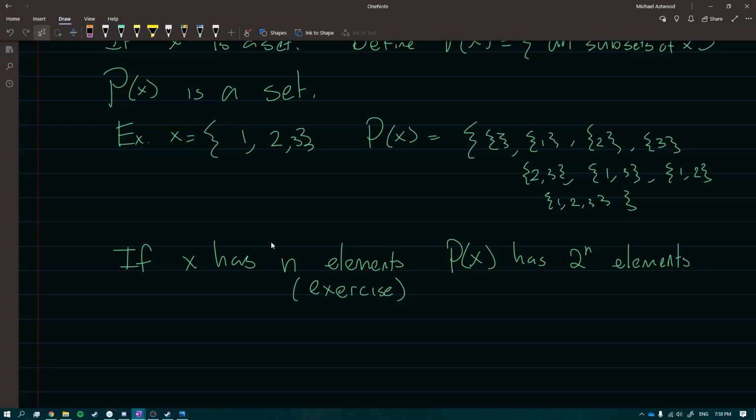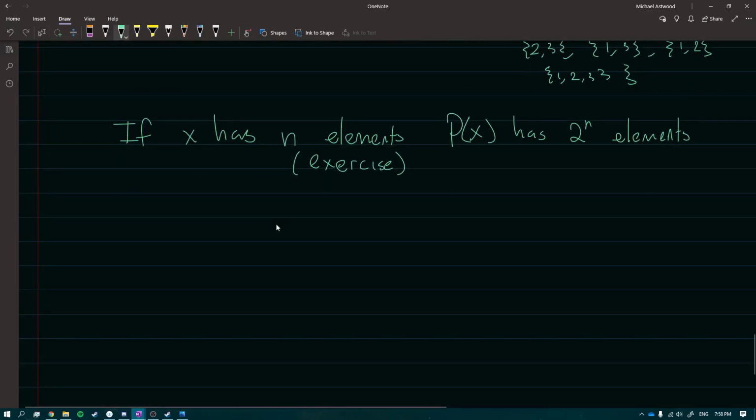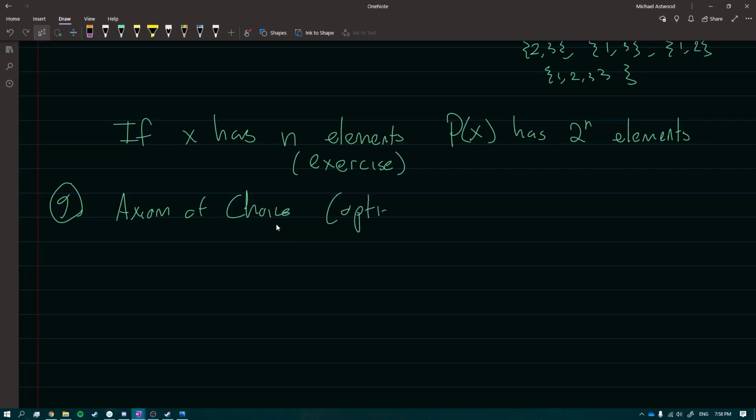Great. Finally, the eighth, or hold on, how many am I at? Yeah, the ninth axiom is the axiom of choice. And this one is optional. You can do math without the axiom of choice, but it becomes different. And I'm not going to get into that because that's a heated topic.